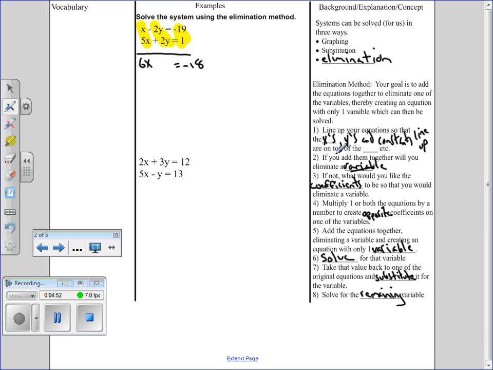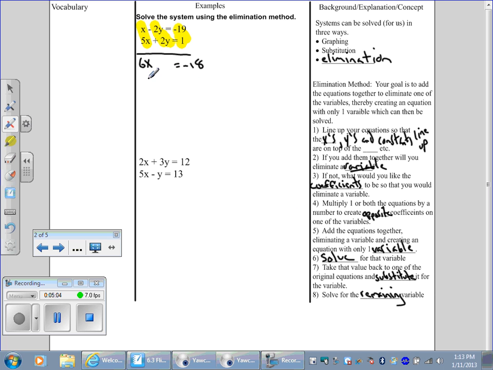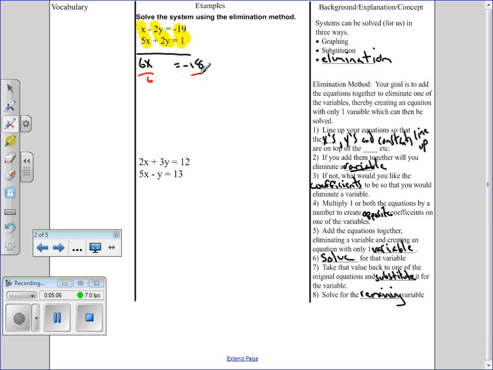And now, again, we're down here now to step 5. All right, we added the equations together to get an equation with only one variable. Now we need to solve for that variable. So I need to divide both sides by 6. So I have now found that x equals -3.